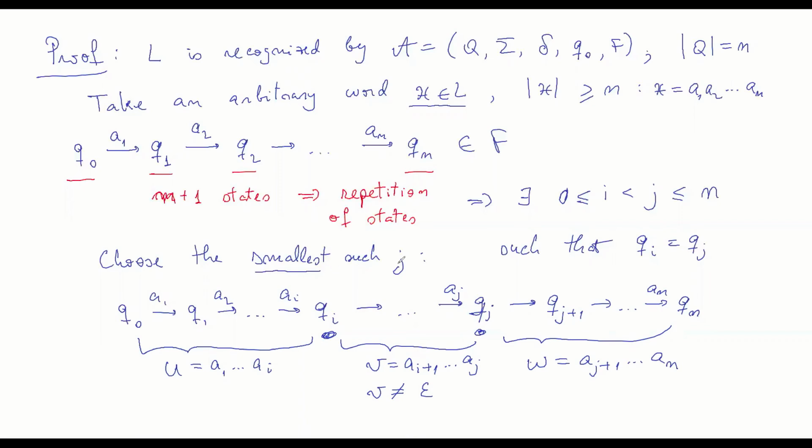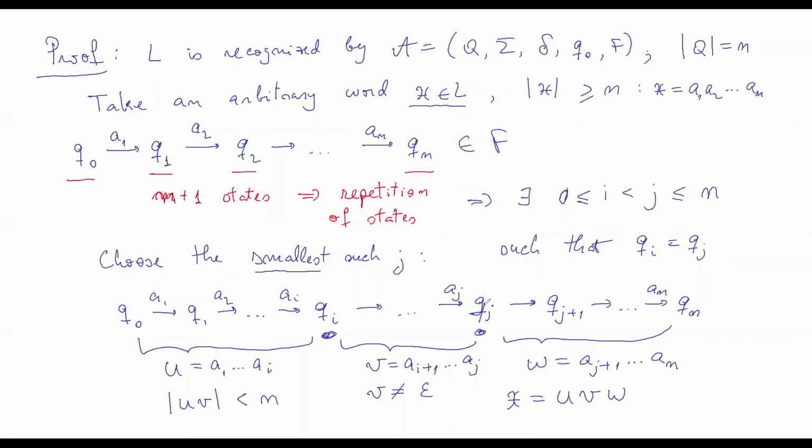And because I'm choosing the smallest such j, it's the first time I see a repetition, so the length of uv is really smaller than n. Otherwise, I could find some repetition at earlier times. So I already have my decomposition. My input word is now decomposed in the form uvw, and I do have the first condition, I do have the second condition, and now the point to observe is that really this is a cycle in here.